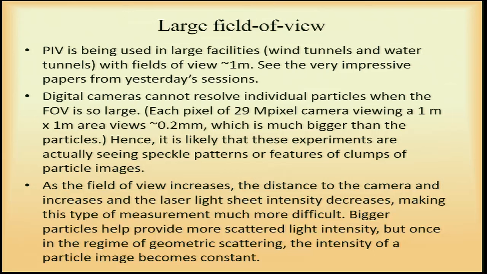I'll make one point here. You might say, well, let me get more scattered intensity by using bigger particles. And that's a good idea, provided they follow the flow. But once the particles get into the regime of geometric scattering, which happens at around between 50 and 100 microns, the scattered light intensity is proportional to the area of the particle, but the image of the particle is also proportional to the area of the particle. So the intensity, which is energy per unit area, is a constant. So in other words, you could put ping pong balls in your wind tunnel and they wouldn't be any brighter than a 100 micron particle. Okay.